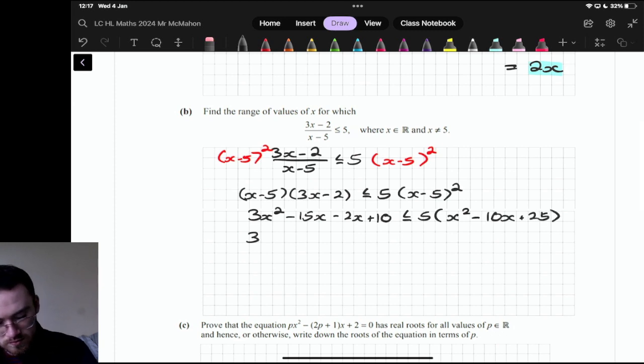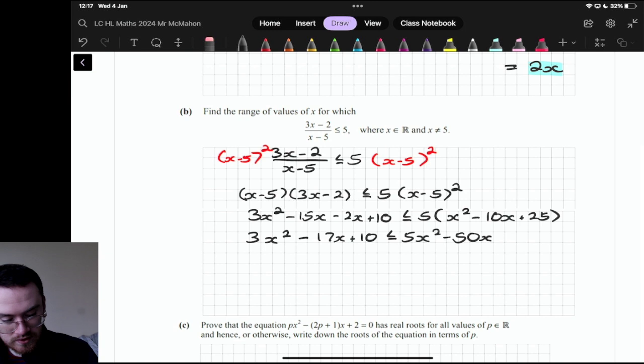Again, just multiplying this out or tidying up a little bit here. So 3x squared minus 17x plus 10 is less than or equal to 5x squared minus 50x plus 125. At this point, I want to get everything onto one side. So I'm going to bring everything over to the right hand side here. That's going to leave me with 2x squared.